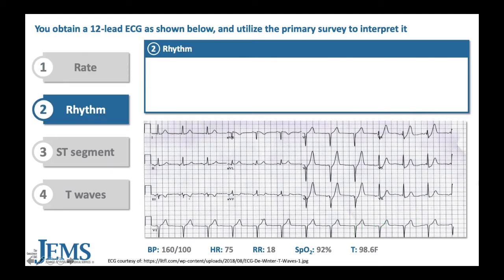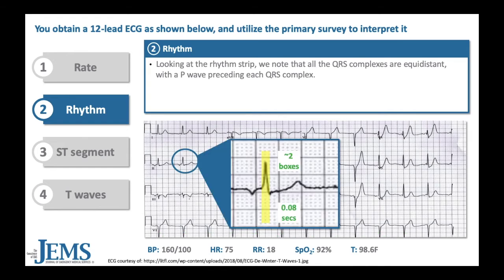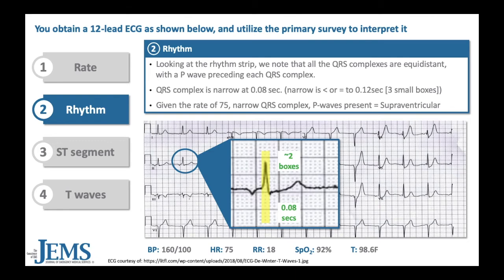While examining this rhythm, we can see that the QRS complexes are spaced out at regular intervals, and each is preceded by a P wave. Additionally, if we look at the QRS complex itself, we can see that it is narrow, that is less than or equal to 3 small boxes wide, or 0.12 seconds. So taking all that together with the normal heart rate, we can say that this rhythm is most likely supraventricular in origin.